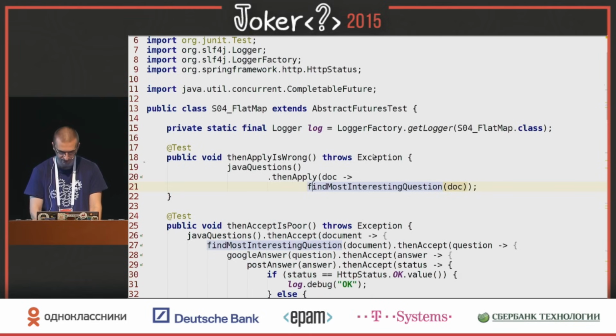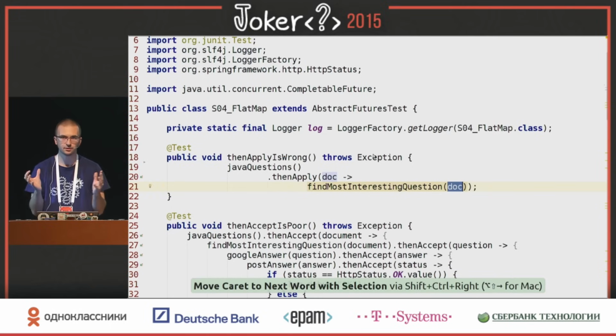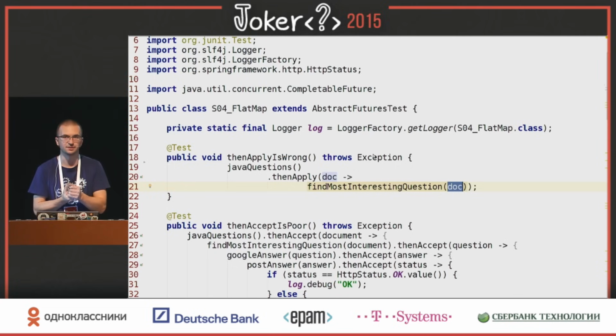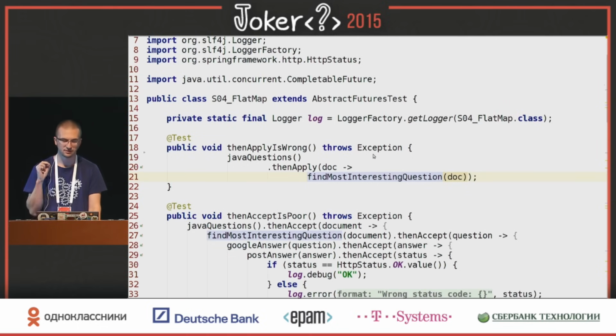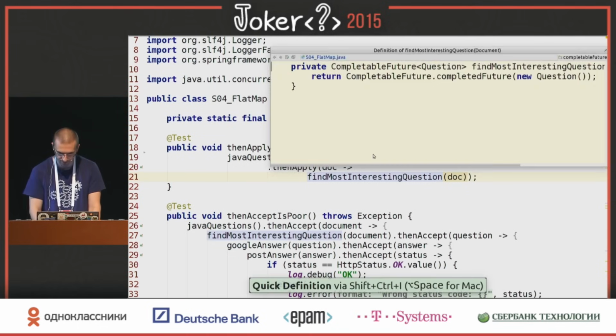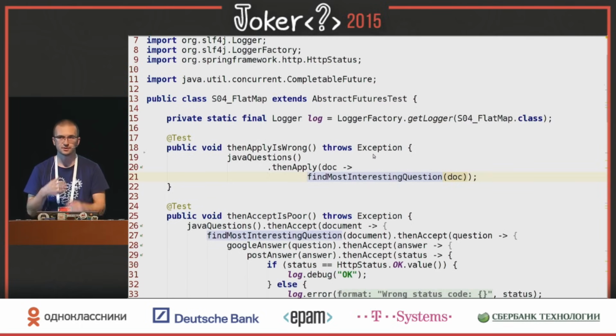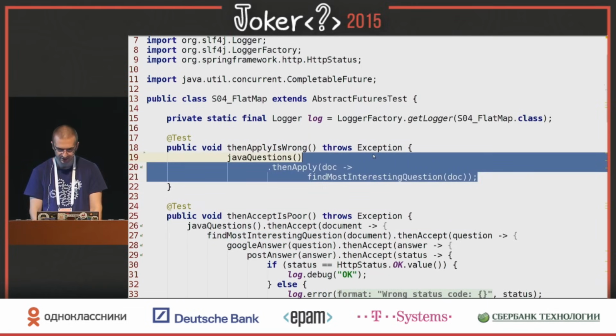However, this other method is called findMostInterestingQuestion in a document. So you have an HTML document and you apply some artificial intelligence logic that can possibly take some time. You're applying a method that tries to find the most interesting question in that document. The problem is it returns a future of Question, because the logic is somewhat complex. So what do you think? What's going to be the result type of this whole expression?